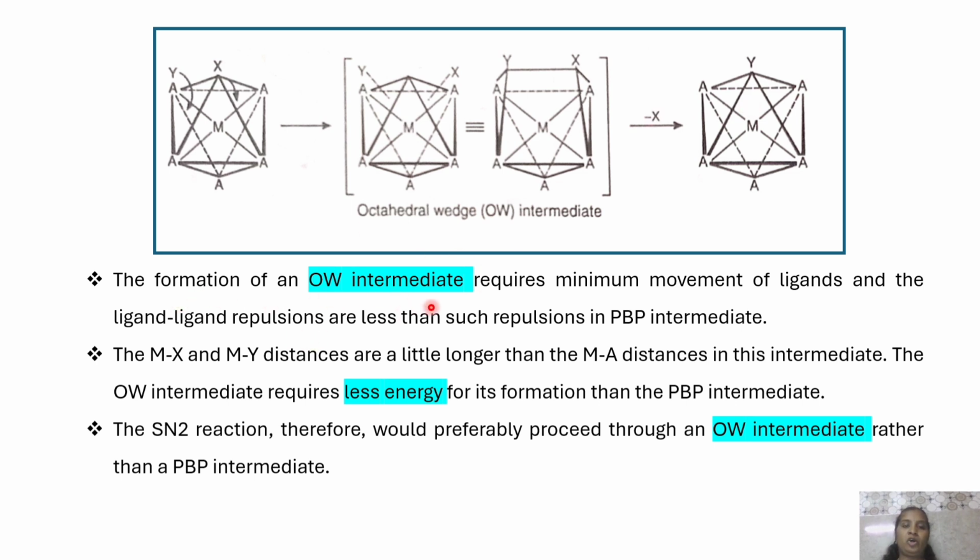Here, the formation of the octahedral wedge intermediate requires only the minimum movement of ligands compared to the pentagonal bipyramidal intermediate. In the case of the pentagonal bipyramidal intermediate, as we learned, ligand repulsions are there, whereas in this case there are fewer such repulsions. So generally, SN2 reactions preferably proceed through the octahedral wedge intermediate rather than a pentagonal bipyramidal intermediate. Thank you.